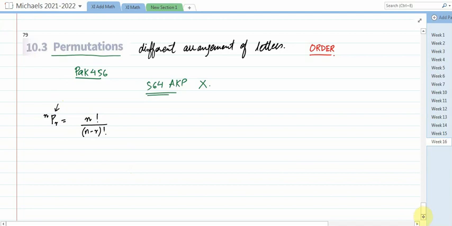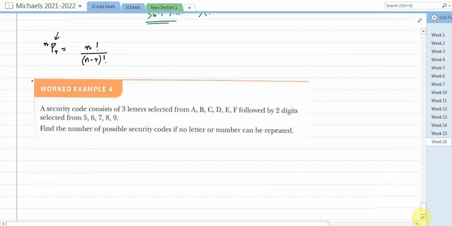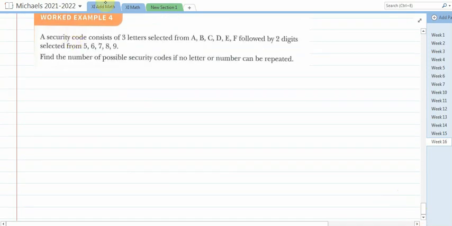Alright, before proceeding towards the exercise, let me give you an example so you will have an idea about permutation. It says a security code. Whenever it says code, that means the order is important, right? A security code consists of 3 letters selected from A, B, C, D, E, F, followed by 2 digits from 5, 6, 7, 8, 9. Find the number of possible security codes if no letter or number can be repeated. So you need to use each number or letter only once, and find how many possibilities there are with 3 letters and 2 numbers.